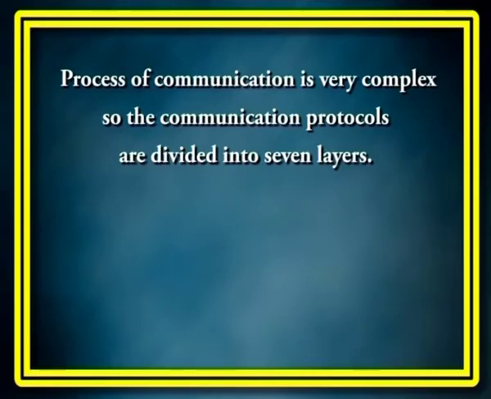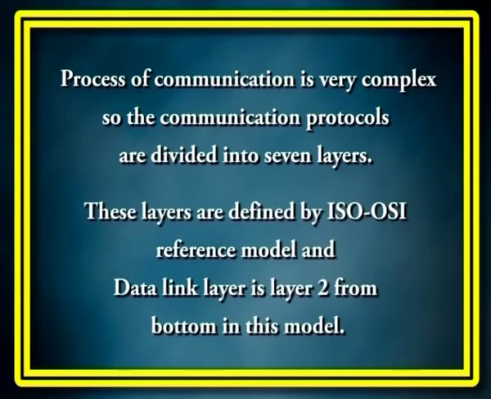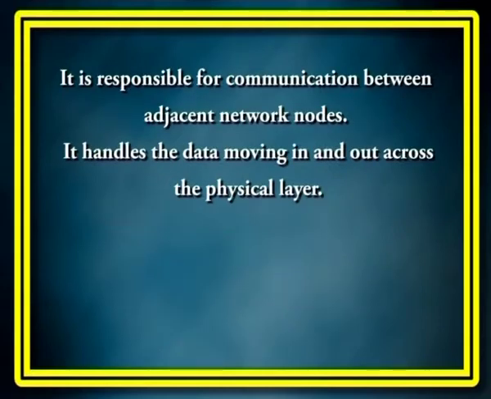As we know, the process of communication is very complex. So, the communication protocols are divided into 7 layers. These layers are defined by the ISO OSI reference model and the data link layer is layer 2 from the bottom in this model. It is responsible for communication between adjacent network nodes. It handles the data moving in and out across the physical layer.